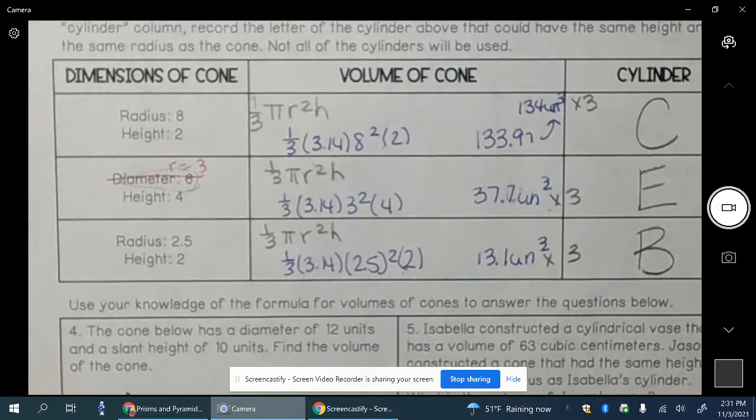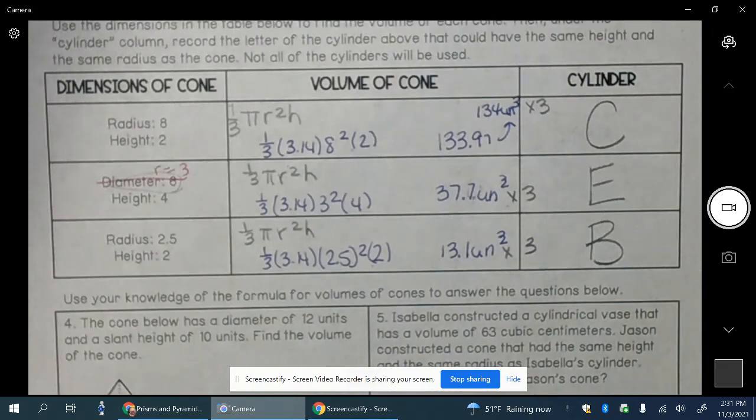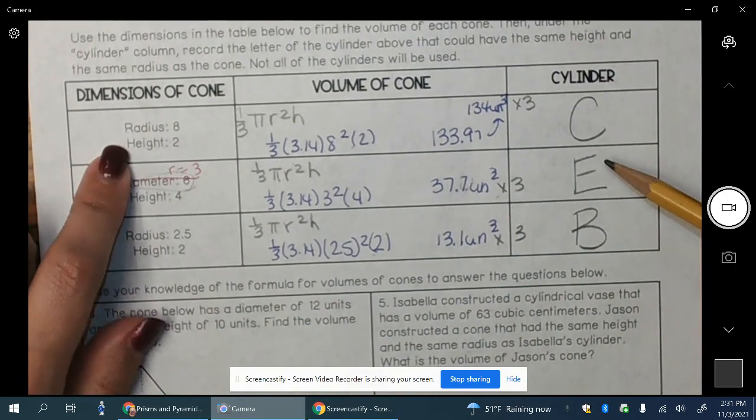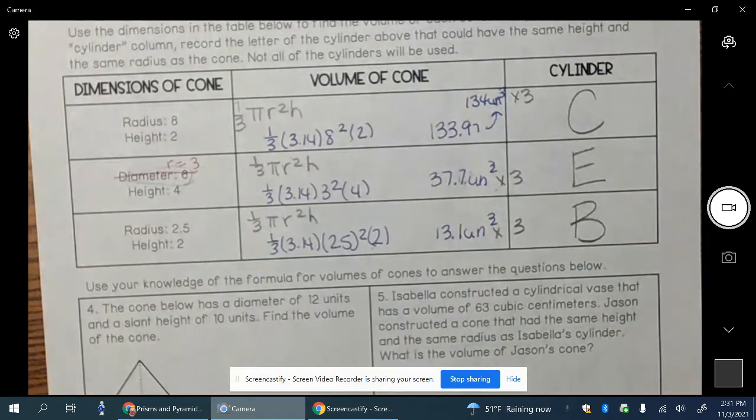C, E, B. So if you know one of them, you can either multiply or divide by 3 instead of having to redo the other one. Okay? Because you could have used the cylinder formula, but it's just as easy to just multiply by 3 or divide by 3 if you have the cylinder. Okay? We're not doing the word problems. So that's where we'll glue.